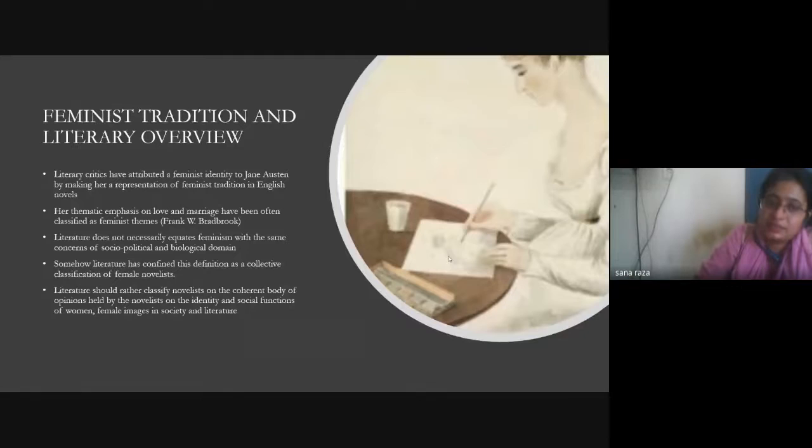Her thematic emphasis on love and marriage has often been classified as feminist themes, despite the fact that love and marriage deal so much with emotion, and marriage has often been a subject of discussion among feminists. We can see that her marriage themes have been evaluated in the context of feminist readings. Literature does not necessarily equate feminism with the same concerns of the socio-political and biological domain.